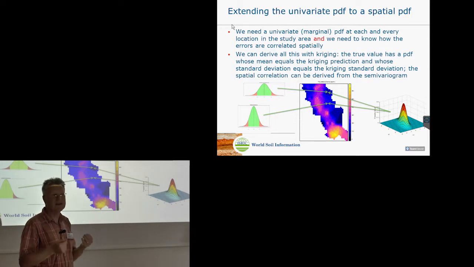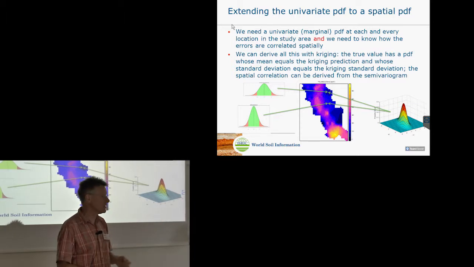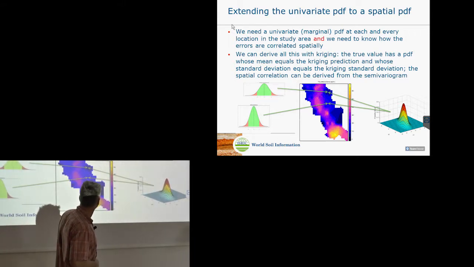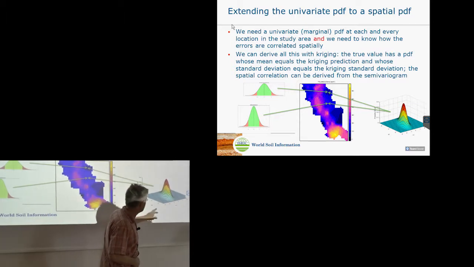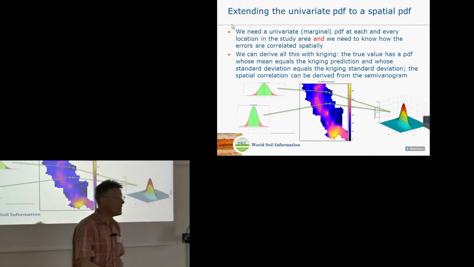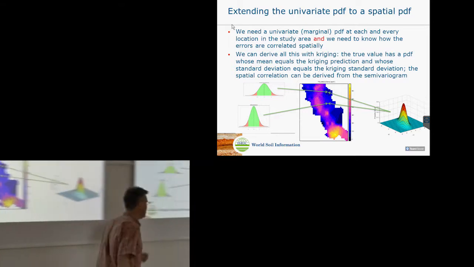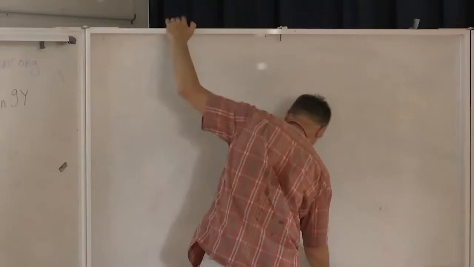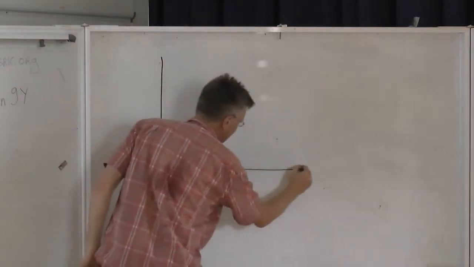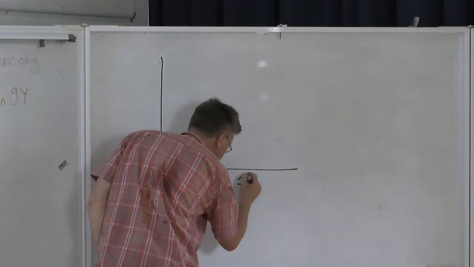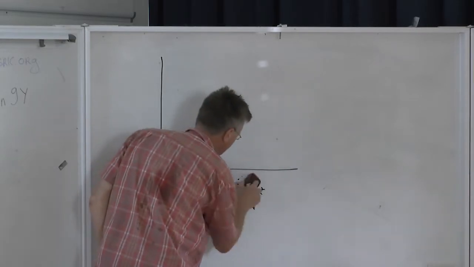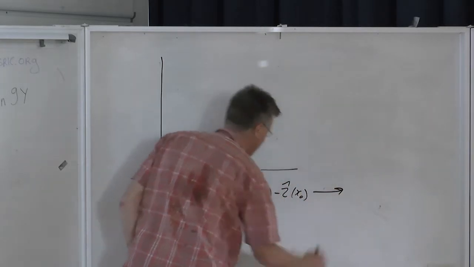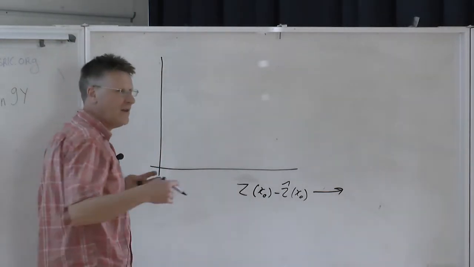But it's not enough. We need a little bit more in some cases. We also need to know how those errors are correlated with each other. So we also need two-dimensional bivariate distributions. So the error at this location and the error at this location, one plotted on this axis, the other one on this axis, and then we get this two-dimensional probability distribution. I could also draw it as contour lines, just to clarify. We might have Z hat, Z(x0) minus Z predicted at x0 on this axis, and maybe another location, shall we say, x1.